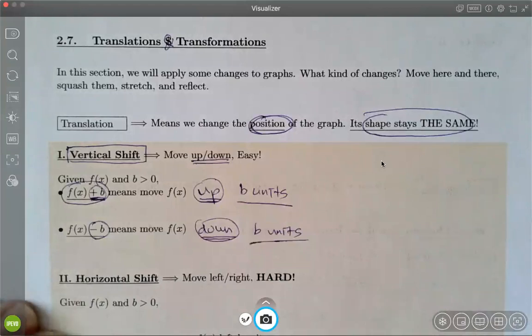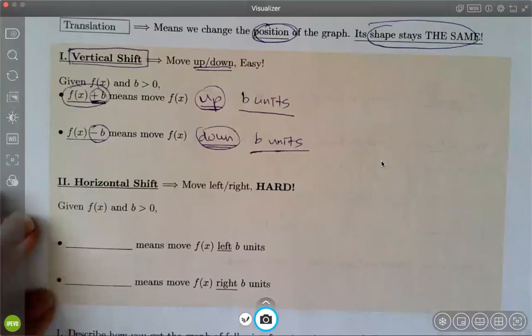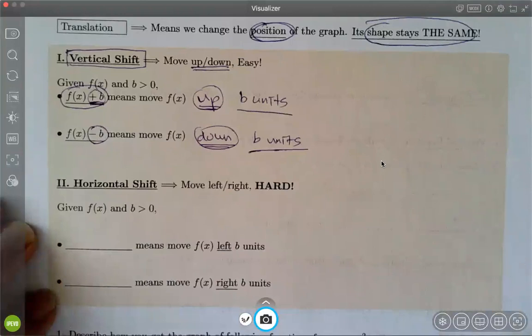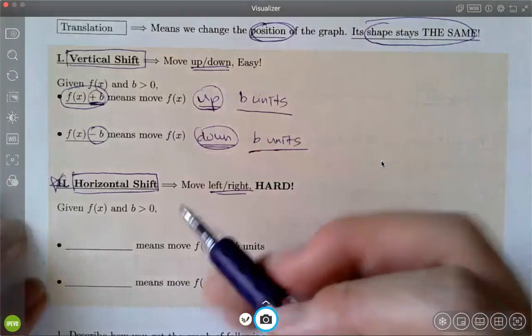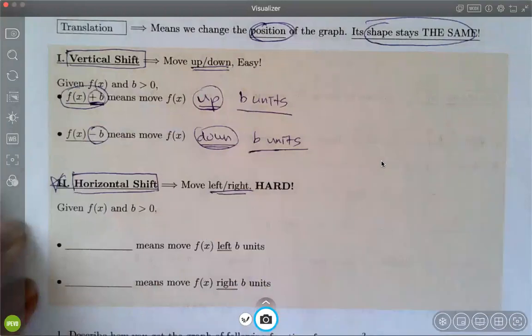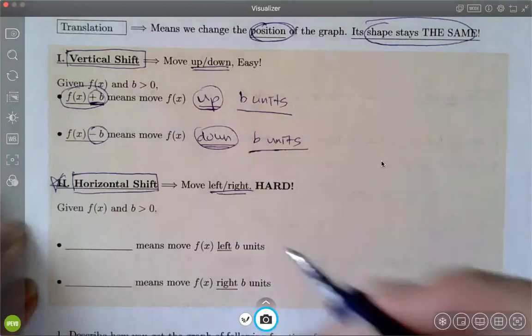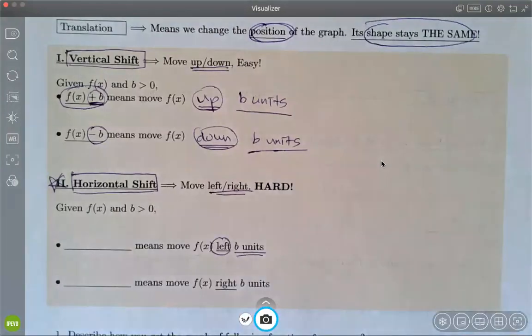Now, the horizontal shift is a bit tricky. Okay, so this one is tricky. This one means move left and right. And now the setup is the same. We have a function and the b. Okay, now move f of x left b units. So now think about it. If you want to move the function to the left, do you have to add something or subtract something? Subtract.